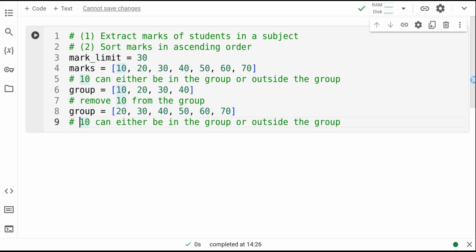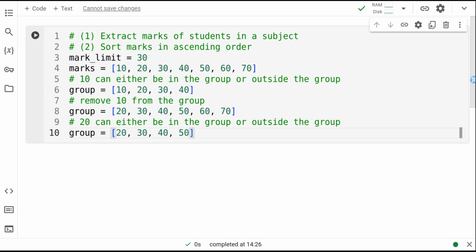So 20 is now the smallest member in the group. Okay, so 20 can either be in the group or outside the group. Now I include 20 in the group, and now I start asking if these members can be in my group or not. So 30 can be there, 40 can be there, 50 can also be there, but then 60 can't be there because 60 minus 20 will be greater than the mark limit. So in this way, I can keep building my groups, and whichever group has the largest size, I can keep updating my group size variable, and finally I return the size of the largest group.